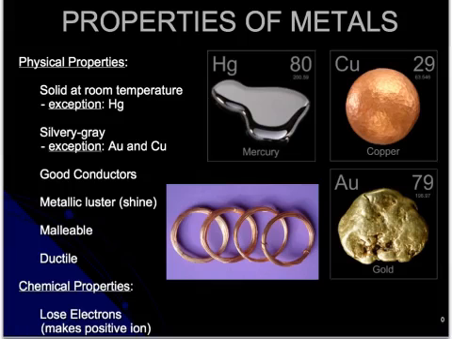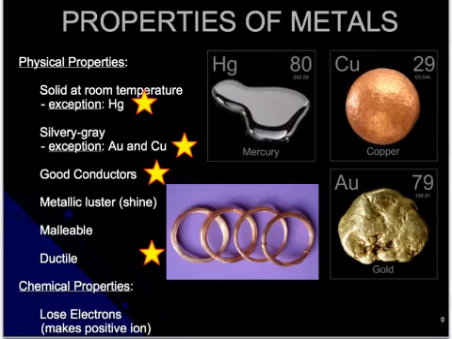Now, when we're looking at a metal, you need to memorize this. You need to know this. Metals are solid at room temperature, with the exception of mercury, Hg. They're usually silvery gray, with the exception of gold and, what is that? Cu, copper. Good. And then they are good conductors of electricity.